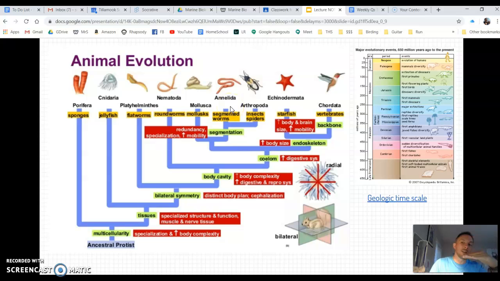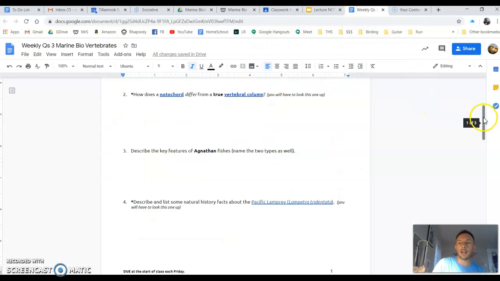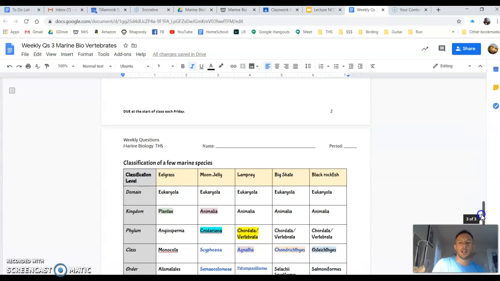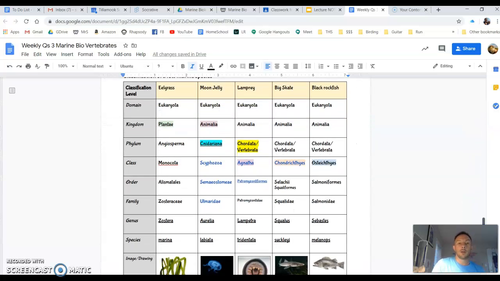Underneath kingdom, there's another layer called phylum. I put a table on the weekly questions. You don't have to do anything with it, but I think it helps you understand the classification system. We're going to jump in a little deeper today with some of this, so this is kind of a reference point if you have a look at it.